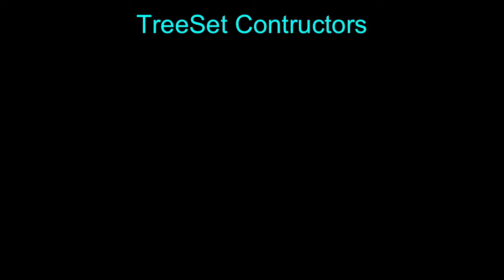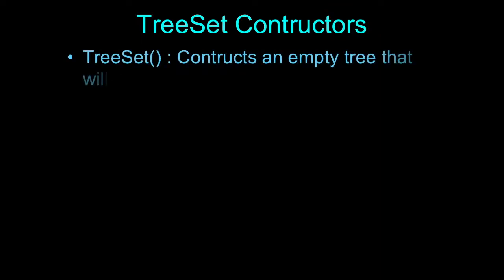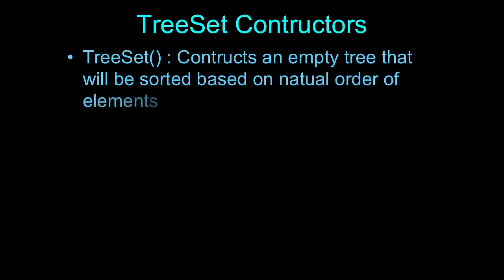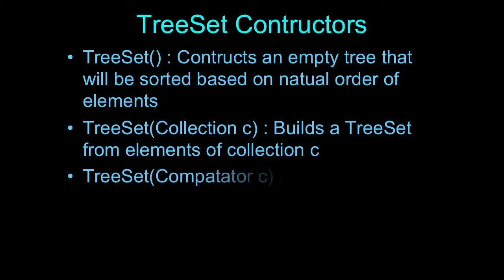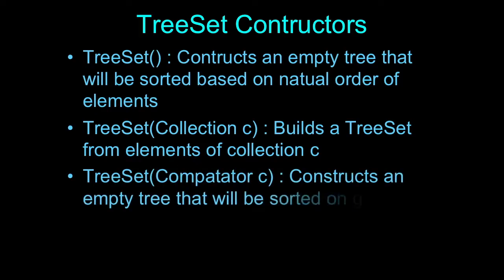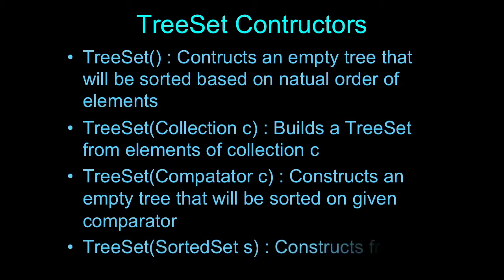TreeSet Constructors. TreeSet() constructs an empty tree that will be sorted based on the natural order of elements. TreeSet(Collection C) builds a tree set from the elements of collection C. TreeSet(Comparator C) constructs an empty tree that will be sorted on the given comparator. TreeSet(SortedSet S) constructs from the given SortedSet.